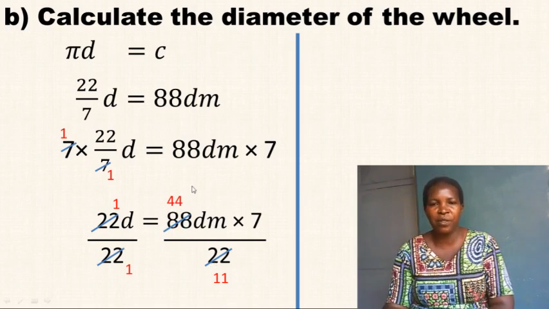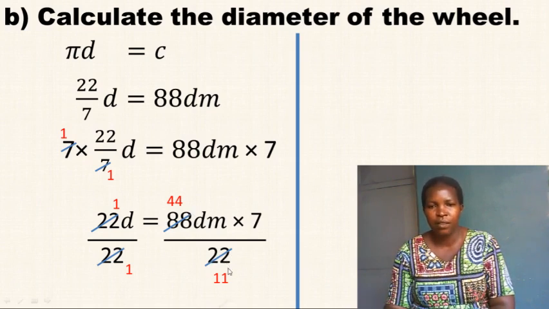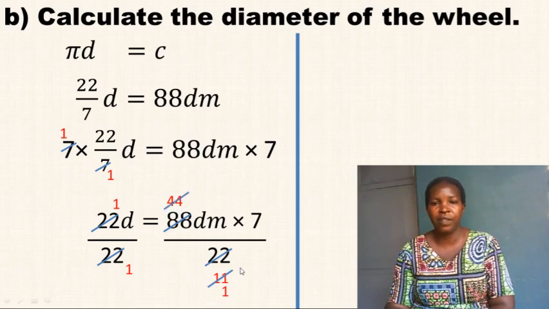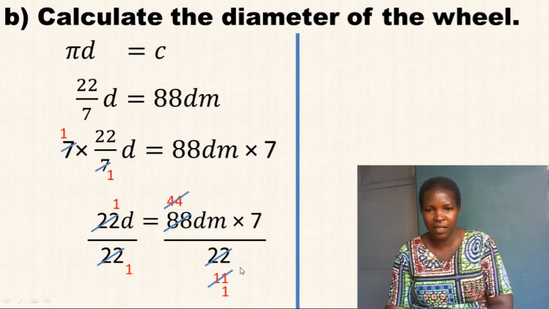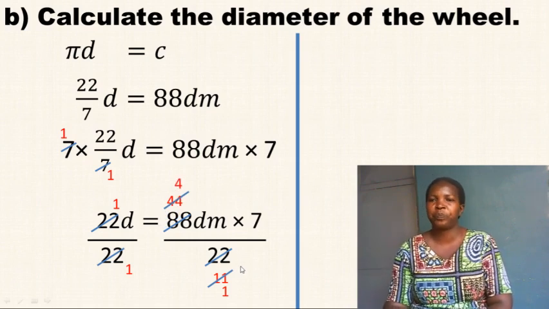We need to continue reducing. There is a common factor. A common factor. So we shall continue to reduce. 11 divided by 11, boys and girls, what do we come up with? Someone is telling me 1, which is very good. How about 44 divided by 11? Boys and girls, what do we come up with? Good. We shall come up with a 4.